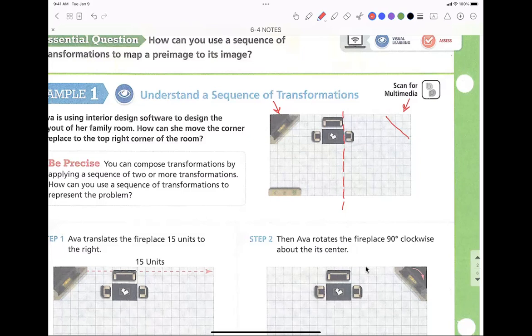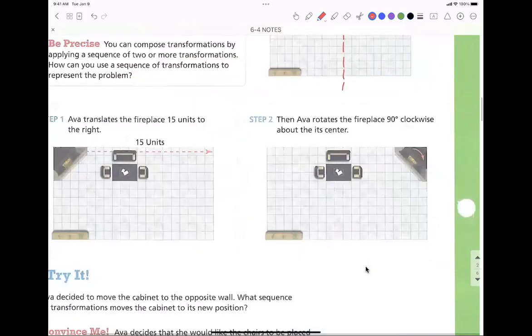Rotation. So if they rotate my whole desk 180, now I'm facing the window. What if I said I wanted to face the screen? What would they do? Rotate 90 degrees, which way? Clockwise or counterclockwise? Counterclockwise. Yeah, very nice. So we're going to do the same thing with this cabinet.